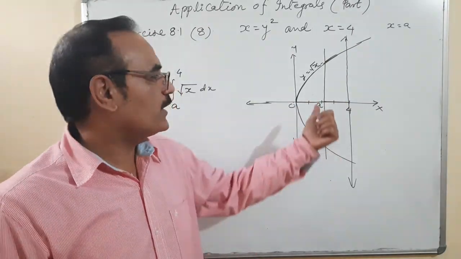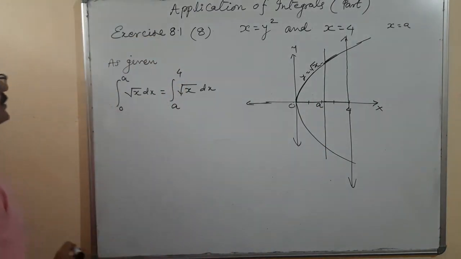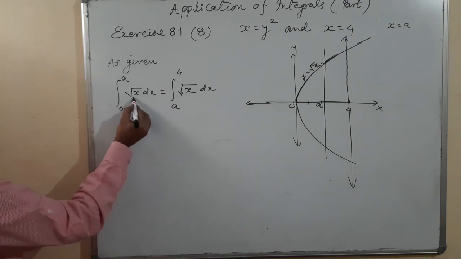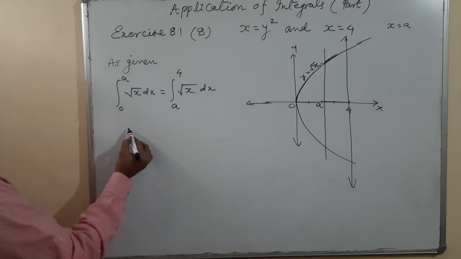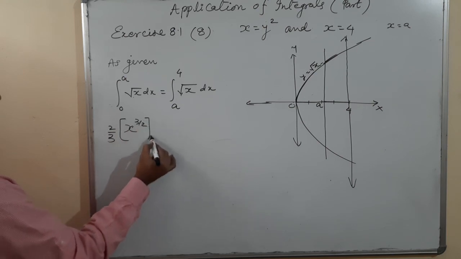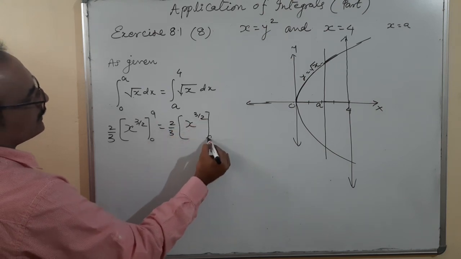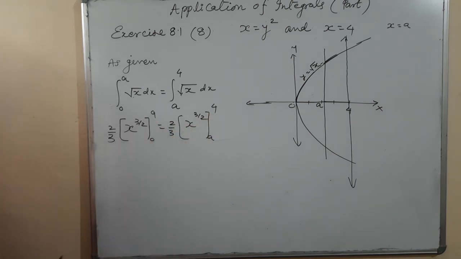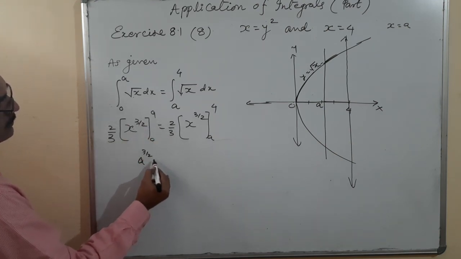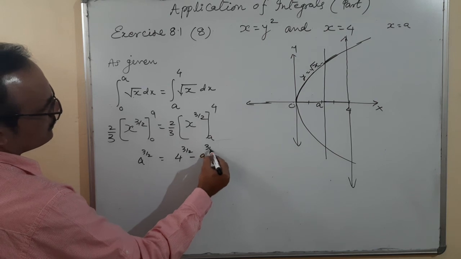So let us determine where a lies between 0 to 4. 0 to a, and it is a to 4. We'll solve this. Root x is x to the power 1 by 2, 1 by 2 plus 1 is 3 by 2, x to the power 3 by 2 upon 3 by 2, it is 2 by 3, 0 to a, is equal to x to the power 3 by 2, 2 by 3, a to 4. Okay, 2 by 3, 2 by 3 cancel. I'll put here a to the power 3 by 2 minus 0 is equal to 4 to the power 3 by 2 minus a to the power 3 by 2.